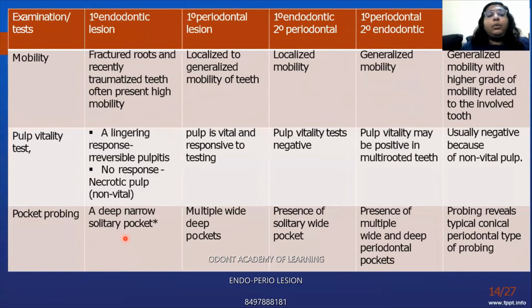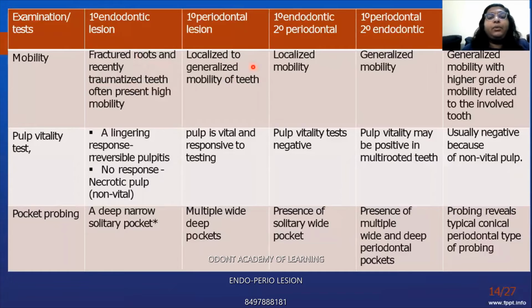Coming to mobility, in primary endo lesion, fractured roots and recently traumatized teeth often present high mobility. So in the case of a fracture, or when there is a trauma, let's say the patient has eaten something hard very recently, and comes to you and says, I'm having pain in this tooth. If you check that tooth, it will also be mobile. Why? Because of the trauma. The trauma has caused a direct injury to the periodontium, which has affected the strength of the root, right? That is why there will be mobility.